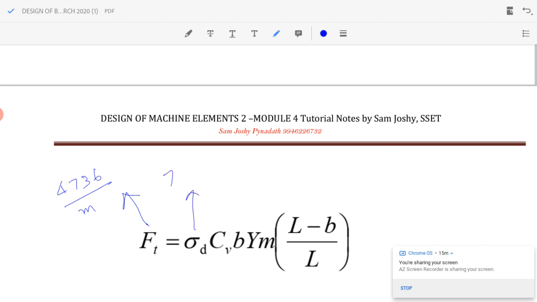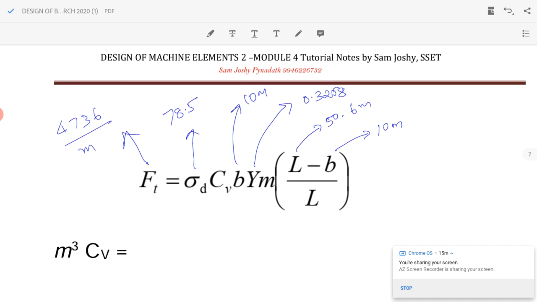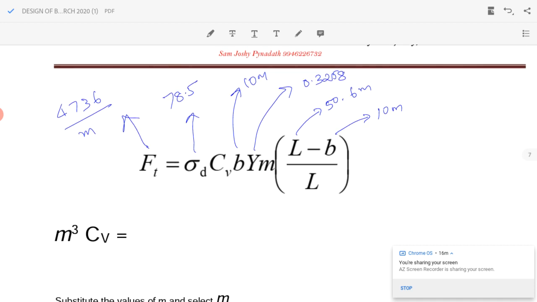4736.75 by M. Sigma D equal to 78.5 for cast iron. Substitute CV as such. B equal to 10M. Minimum value of two values. We don't know the value of M. Capital Y equal to pi Y, 0.3258. L equal to 50.6 M and B equal to 10. After substituting all those values, I will get M cube CV equal to 23.082.